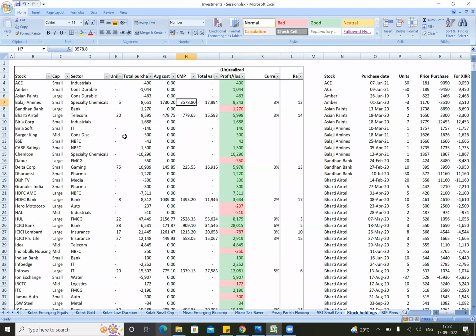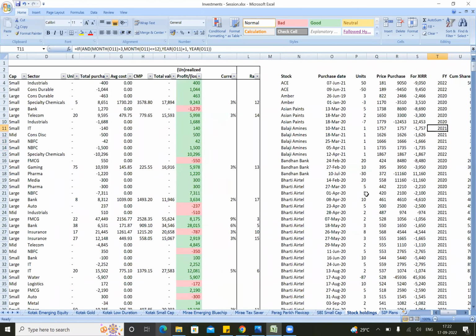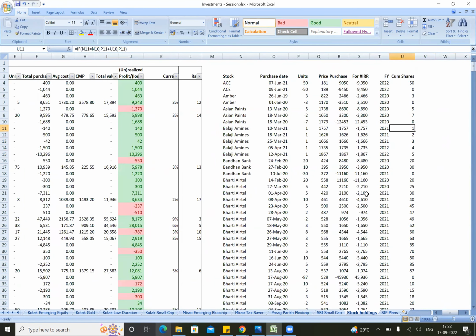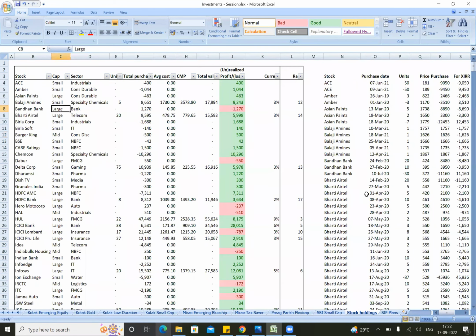Now let's see Balaji Amines, which probably I might have not sold. If you look at Balaji Amines, I bought on 10th March, then on 18th, then 25th, then 5th April, then 12th April, just in 5 installments, and only 5 shares I bought, 1 share at these prices. Again, the same formula. If you look at the cumulative number of shares, now it is 1, 2, 3, 4, 5. Number of units will show 5 because there has been no -5 entry or any minus entry.